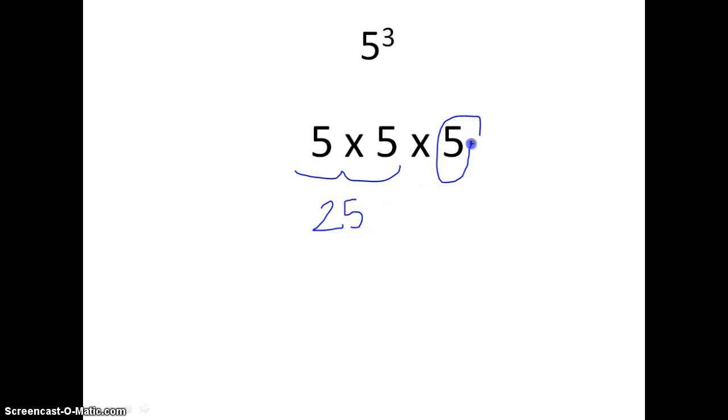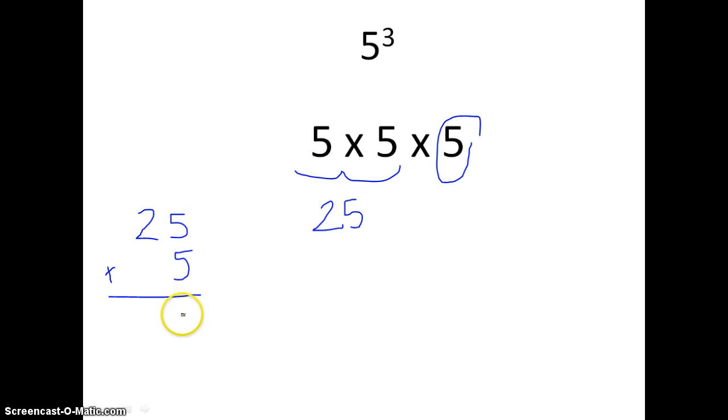To solve 5 to the third, we can first write it out in expanded form, 5 times 5 times 5, and then multiply it in stages. First, we can multiply 5 times 5, which is 25, and then multiply 25 by the remaining 5. So I will do this in a standard vertical method. You can also do it in a lattice or box method, whichever you are familiar and or comfortable with.